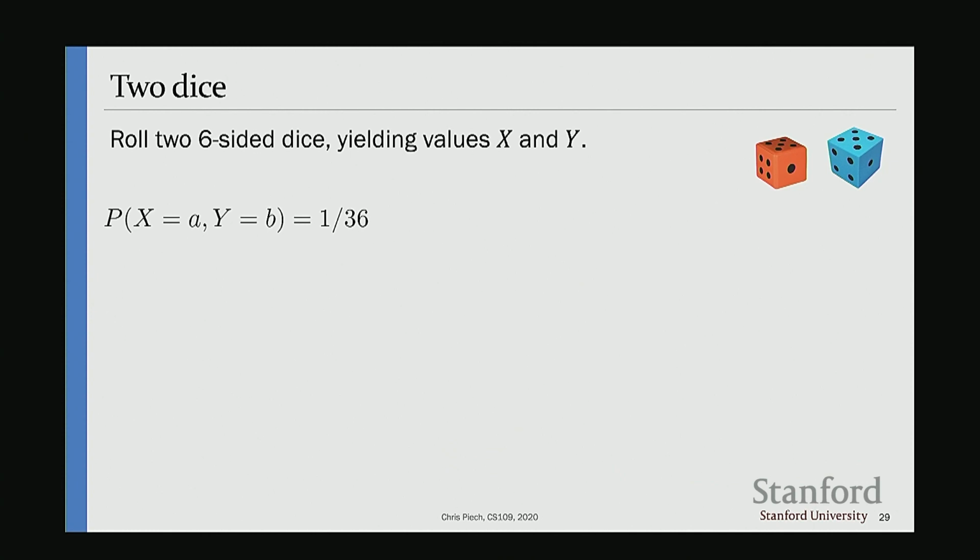Now, the joint distribution for two dice isn't that exciting because no matter what assignment you have for A and what assignment you have for B, it's 1 over 36. Well, I guess assuming A is in the range 1 to 6 and B is in the range 1 to 6.